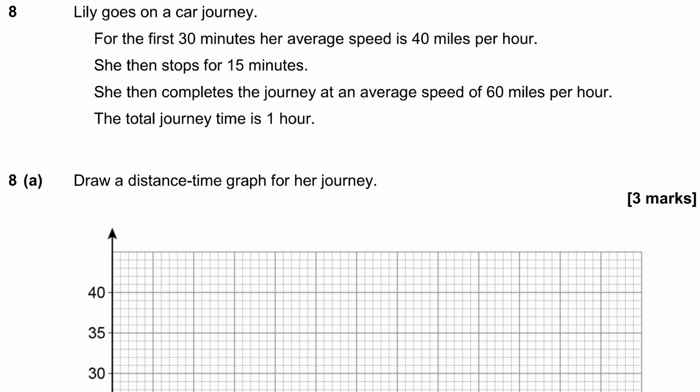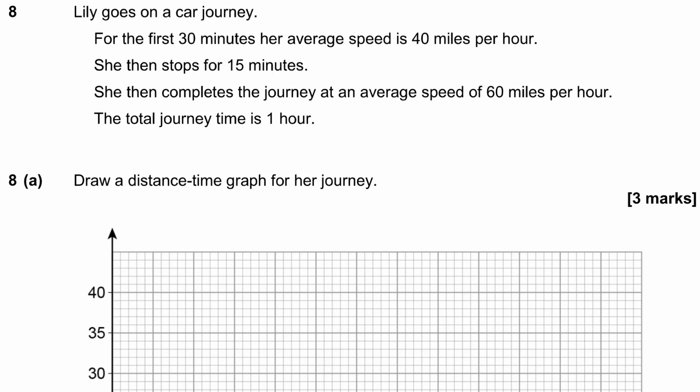Question 8. Lily goes on a car journey. For the first 30 minutes of her journey, the average speed is 40 miles per hour. She then stops for 15 minutes, and she then completes the journey at an average speed of 60 miles per hour. The total journey time is 1 hour.